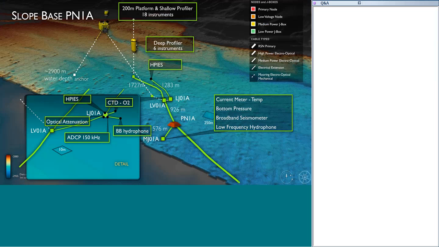We also have some 3D maps like this, just some cartoon views to give you a sense of where things are. And this just shows this slope-based site that has both a 200-meter platform as well as a deep profiler, and then a series of seafloor instrumentation.